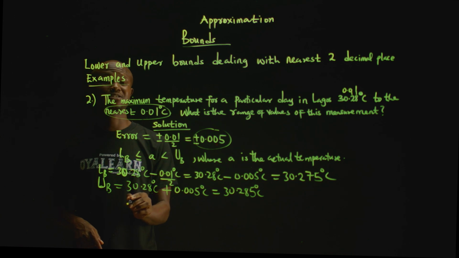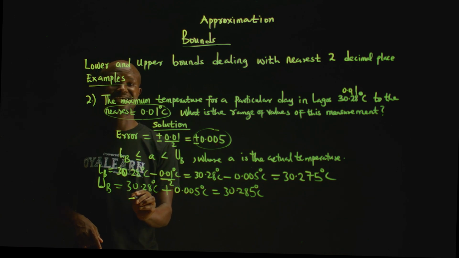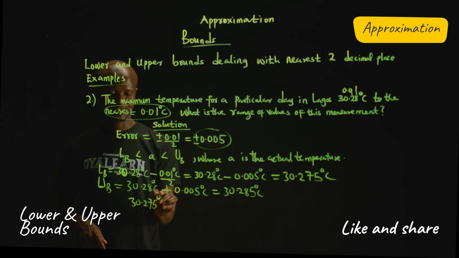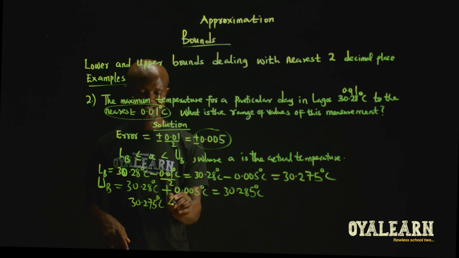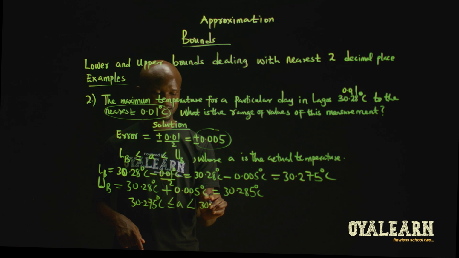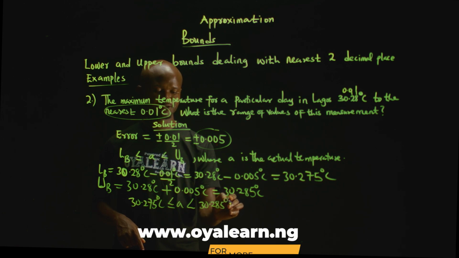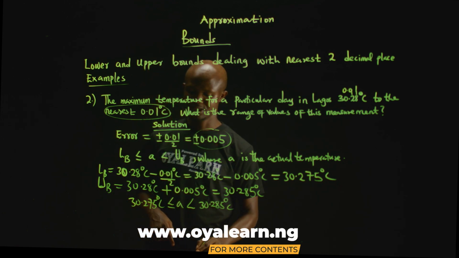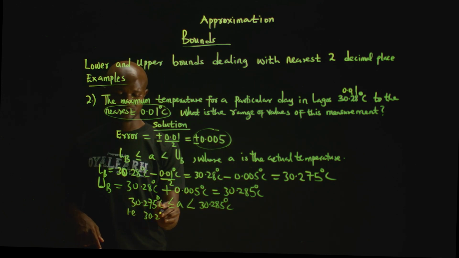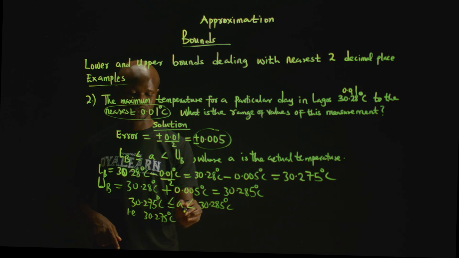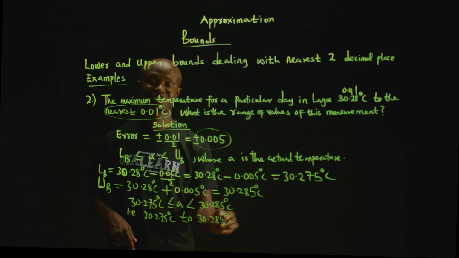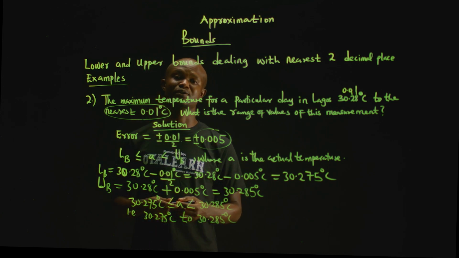Now we can write the range of values of the inequality. So that's going to be what? The lower bound first, that's 30.275 degrees Celsius less than or equal to A less than 30.285 degrees Celsius. And this is the same thing as what? 30.275 degrees Celsius to 30.285 degrees Celsius. That is the solution to the problem. Thank you.